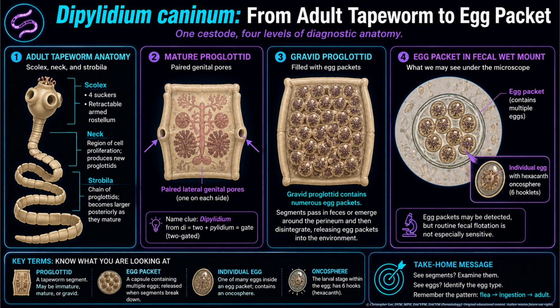Fresh proglottids may resemble cucumber or pumpkin seeds. As they dry, they often resemble grains of rice. Egg packets may also be detected microscopically, but routine fecal flotation is not especially sensitive. So keep the layers straight: adult tapeworm, proglottid, egg packet, individual egg, and oncosphere. Tiny structures, very specific packaging.